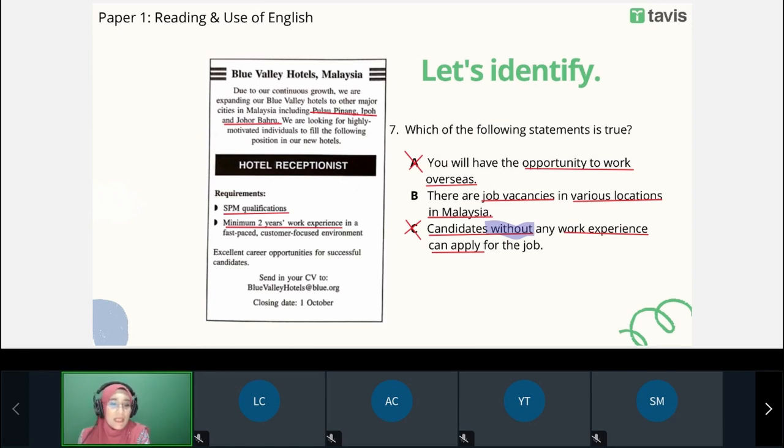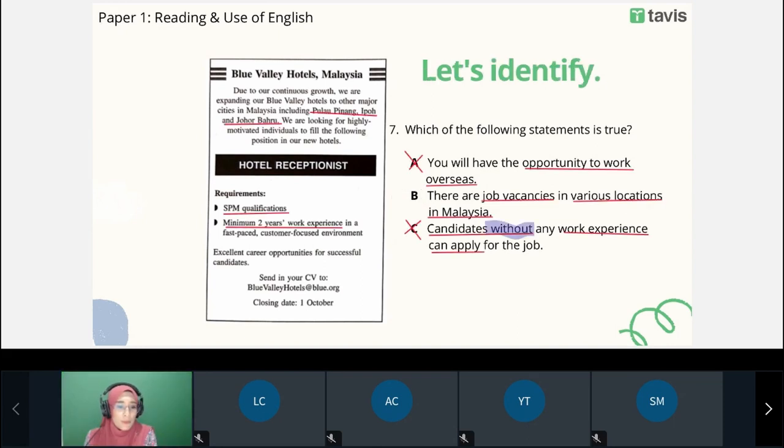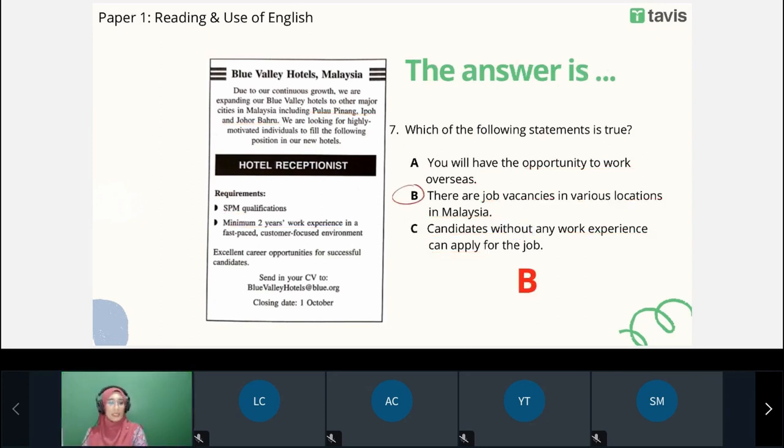So definitely the answer is B. There are job vacancies available at various locations, where we can see it's here: Pulau Pinang, Ipoh, and Johor Bahru. They are all in Malaysia. And they are opening up a few positions. Sorry, only one position, but in a few other major cities in Malaysia.